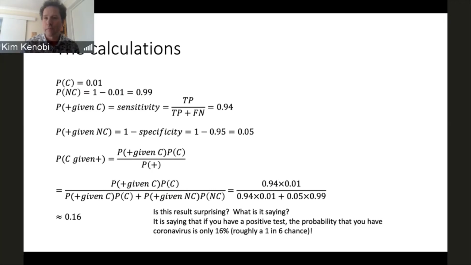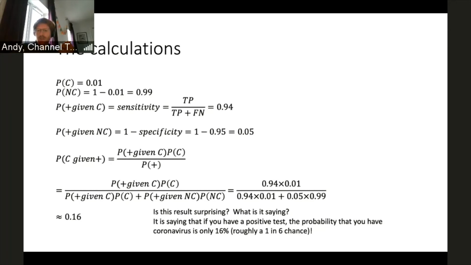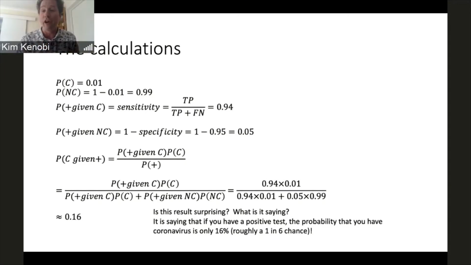Nancy Abrams saying because there are so many more people without COVID than with. So few people have the disease. Yeah, that's exactly right. So we've got a lot of people who do not have coronavirus, and the false positives are what's skewing the result in this case.